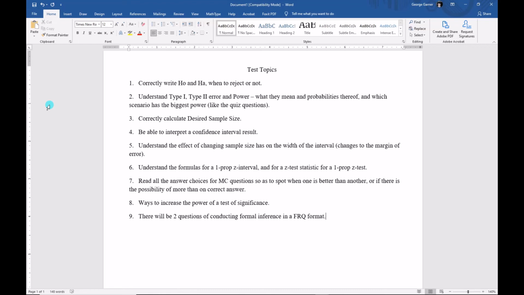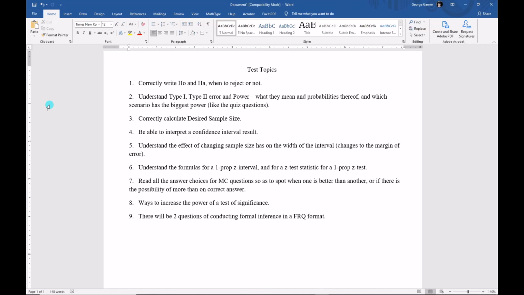The p-value of a test, that's the probability of getting the sample results you got or more extreme than that, given that HO is true. All right, so know those things. Understand the effect of changing sample size on the width of the interval. Okay, you're changing the margin of error. Didn't we have a rule for cutting the margin of error in half? There was something that allowed us to do that, so look into that.